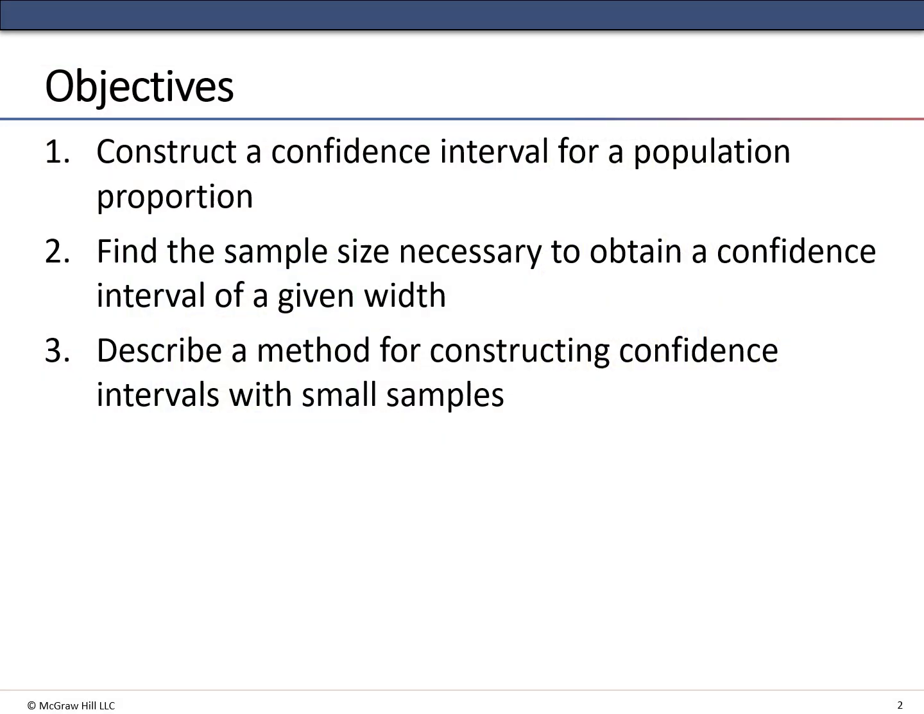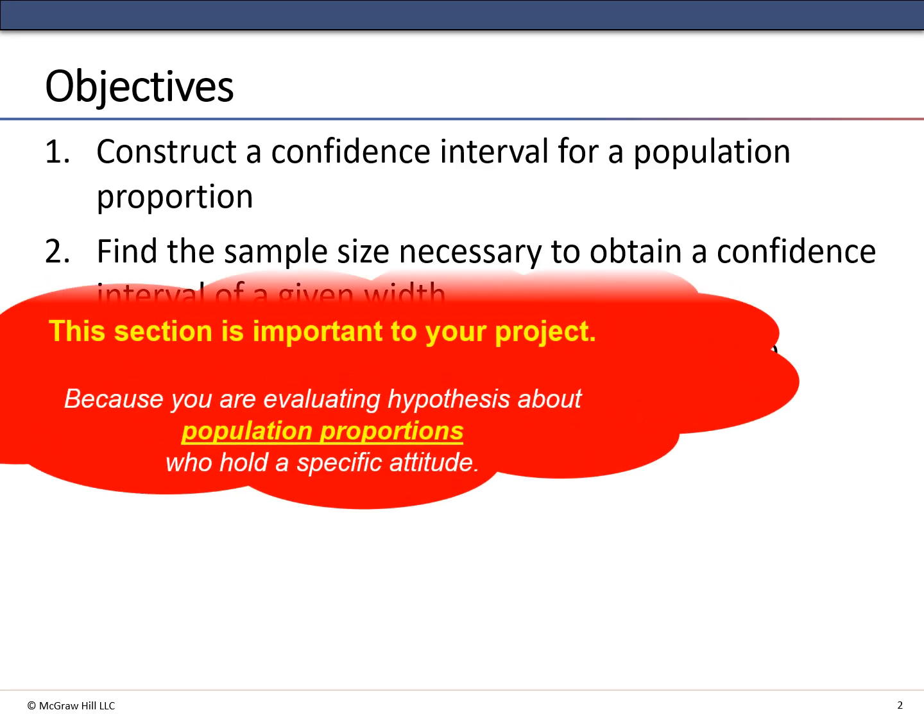Today we're looking at sections 7.3 and 7.4 about constructing confidence intervals for a population proportion, finding the sample size, and looking at how we can construct confidence intervals for small samples.